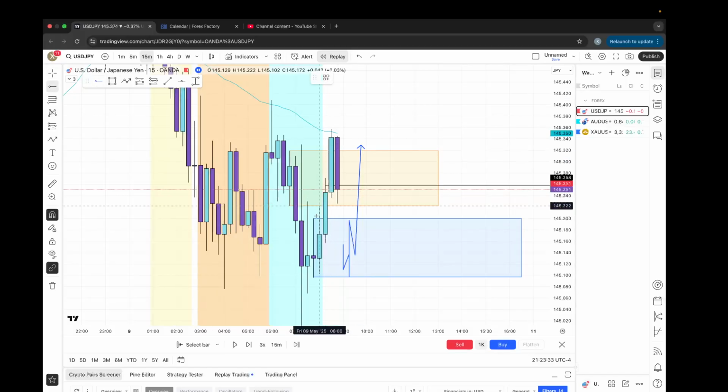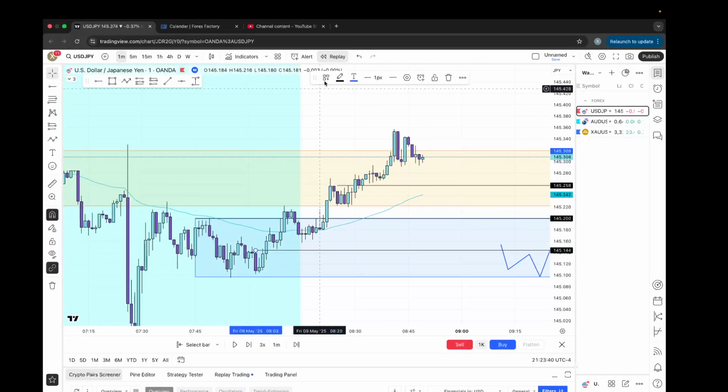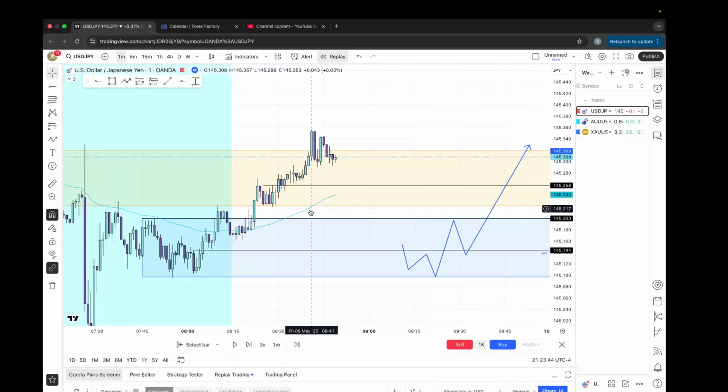M15 would be this one here, which is the box. And then the only valid M1 would be this one down here. So there are currently no two time frames in sync. All of them are kind of separated. It's not very clean.